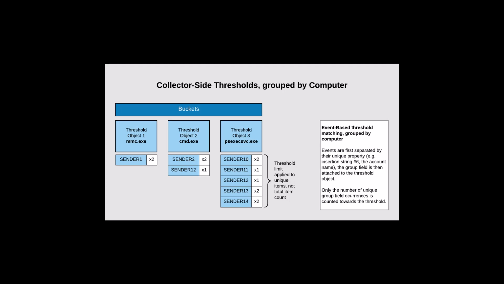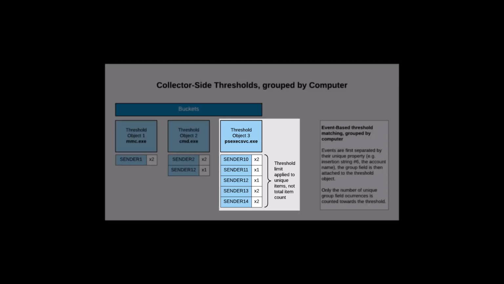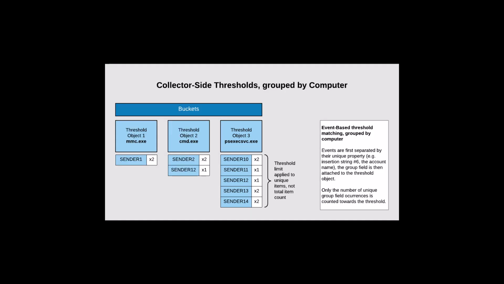And you can see that, for example, here, ps-exec svc.exe is being launched on all these different servers within the 30 seconds, 5, and that's what the threshold applies to. So in this case, we could say, okay, if it launches on 5 or more computers, that's when we want to trigger the threshold. So that's how that group by feature works.